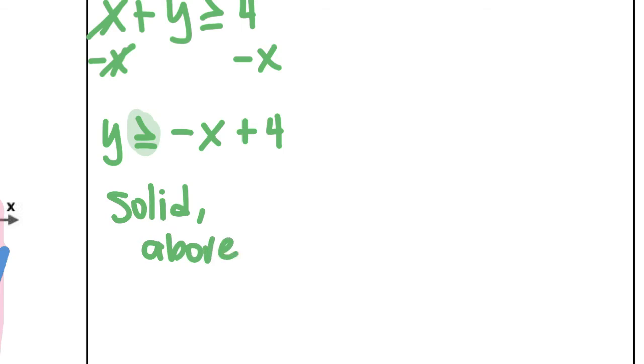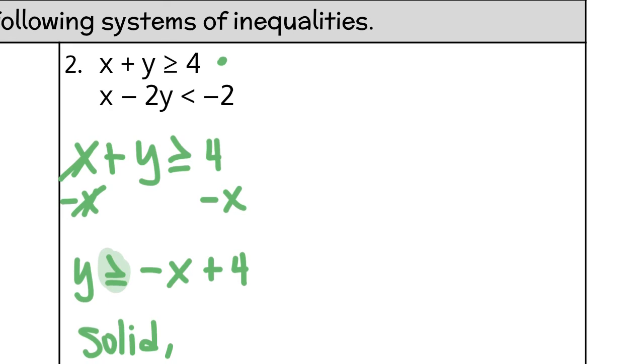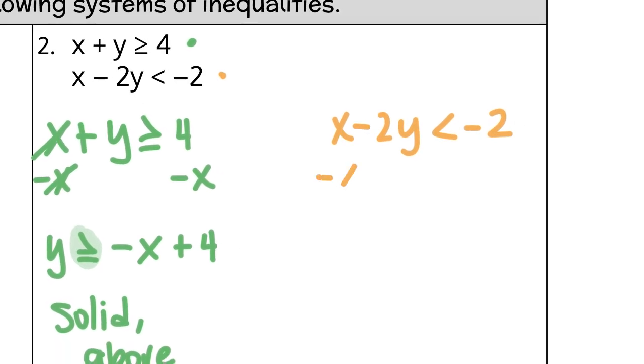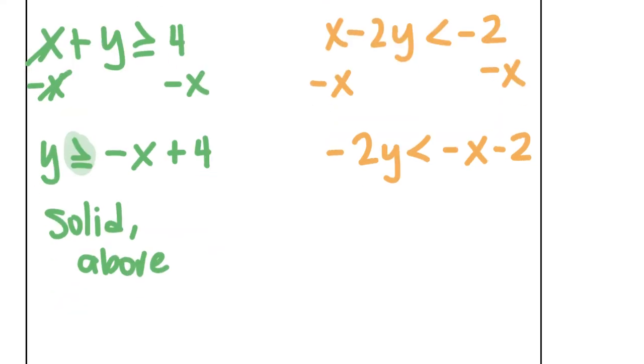Okay, now let's look at the other equation. x minus 2y is less than negative 2. I want y to be by itself, so first let's start by subtracting the x. And that leaves me with negative 2y is less than negative x minus 2. But y is still not by itself. It has that negative 2 in front. So let's divide everything by negative 2.